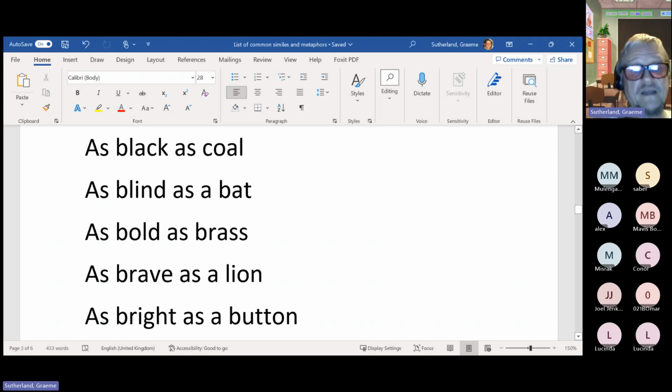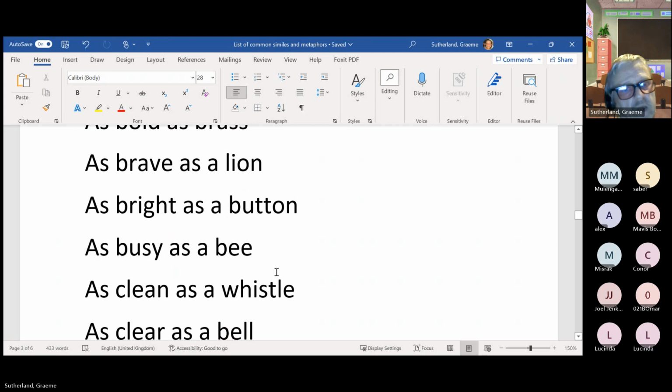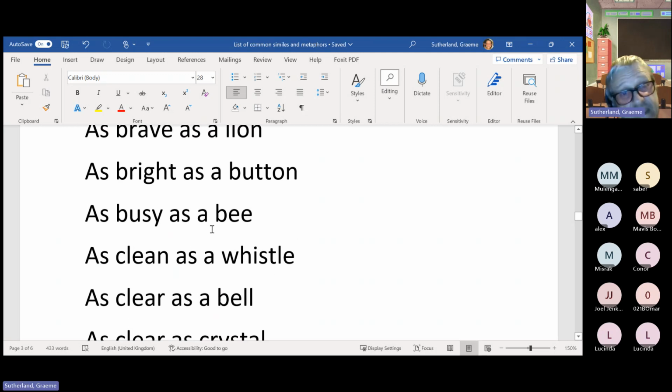As brave as a lion. Well, we all know that lions are fearless and brave. Therefore, it's a very simple, straightforward comparison. As busy as a bee. If I say that the man next door is as busy as a bee, what am I saying about him? He is positive, active. He's always working, he's always doing something.